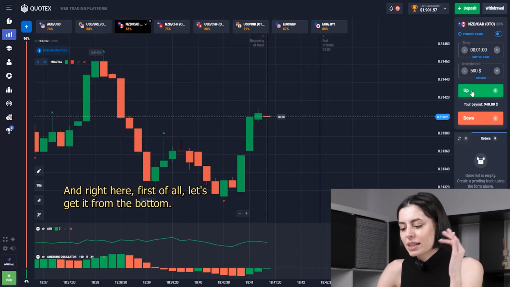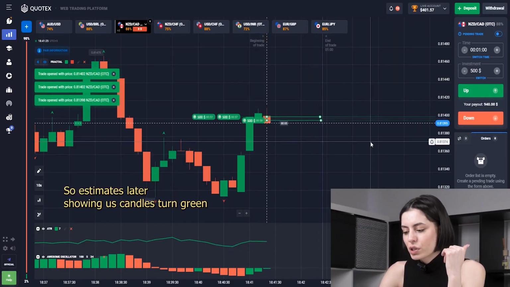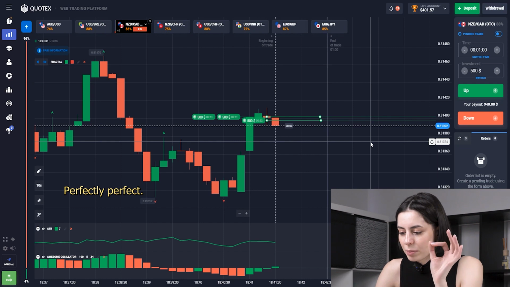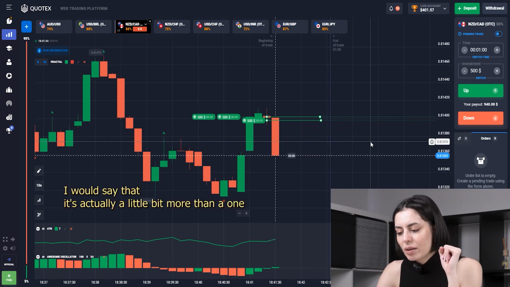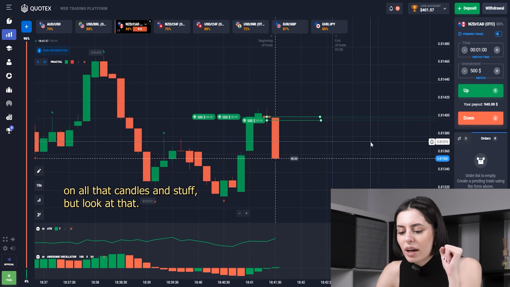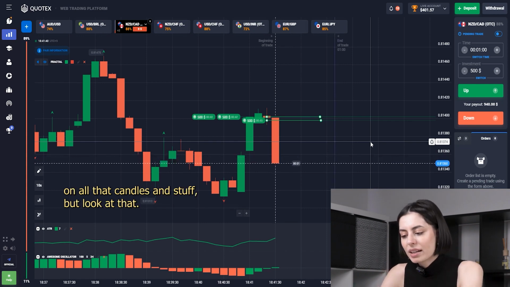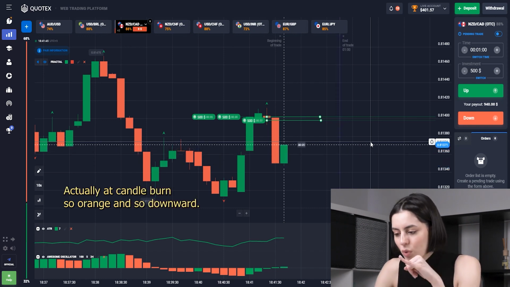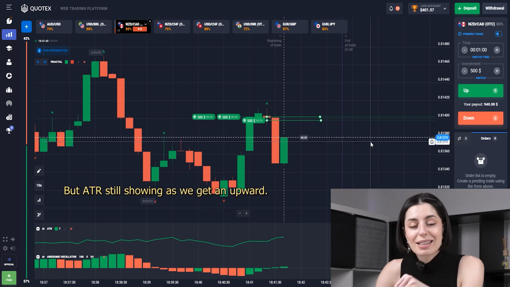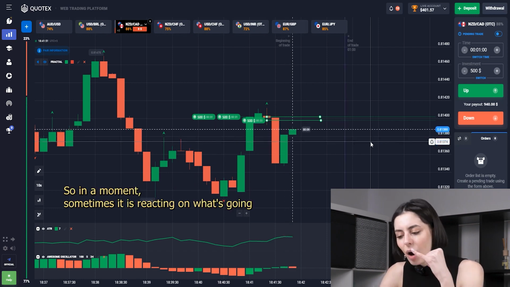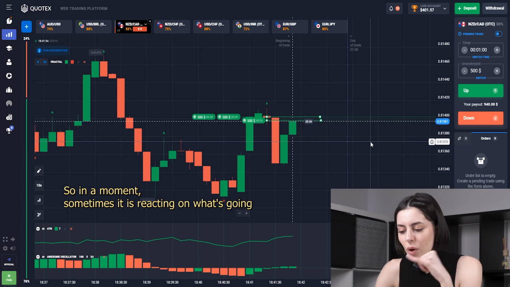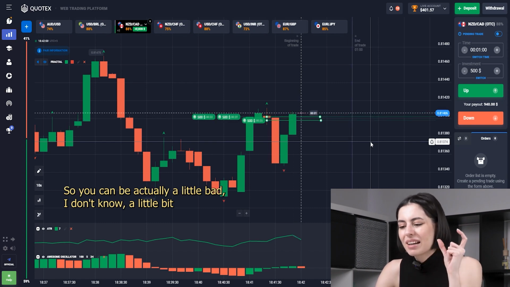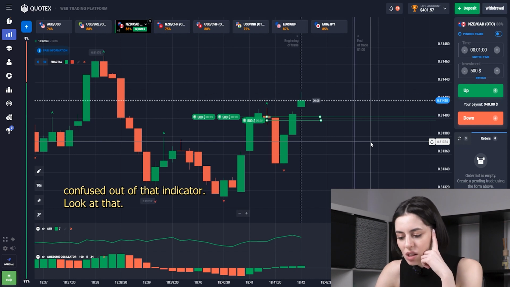And right here, first of all, let's get it from the bottom. The Awesome Oscillator is showing us candles turn green, and we are just trying to get above zero. Perfectly perfect. Look at the ATR. I would say that it's actually reacting a little bit more than I wanted to all those candles, but look at that. Candles were so orange and so downward, but ATR is still showing us we're getting upward. So sometimes it is reacting to what's going on, but with a little bit of delay, I would say.